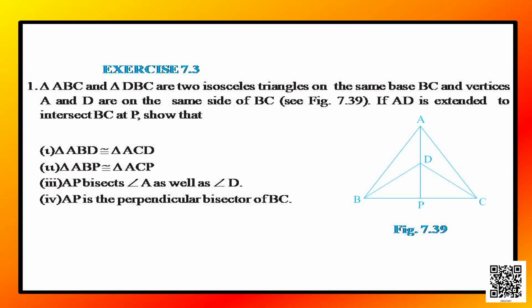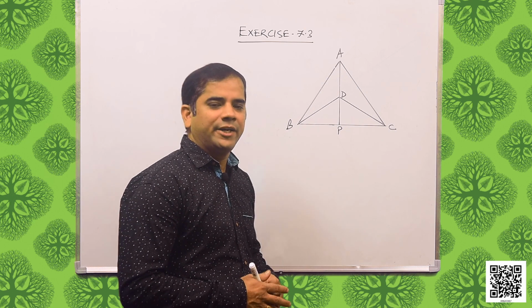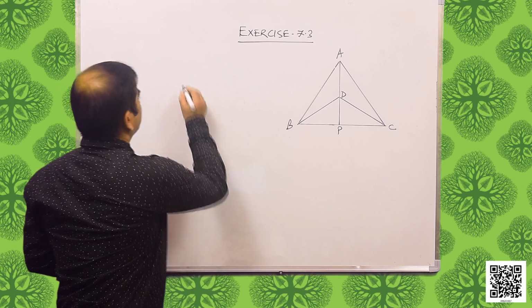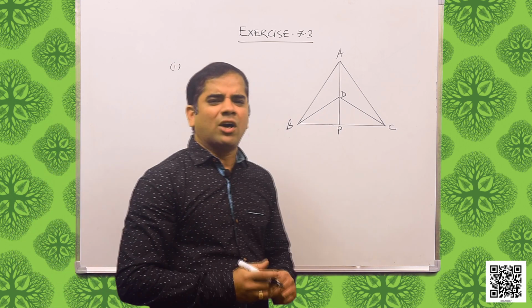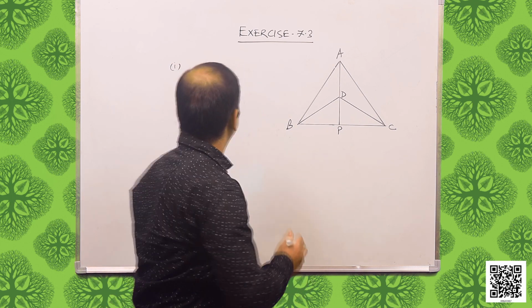Let me draw the diagram first, then we will go for the solution. Students, as it is given in your book, I have drawn the same diagram over here. Now, let us discuss the solution. Let us now consider triangle ABD and triangle ACD.